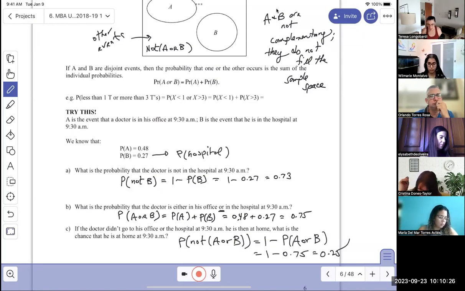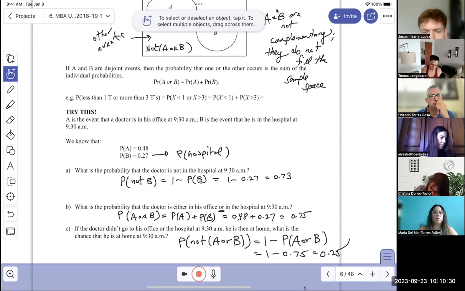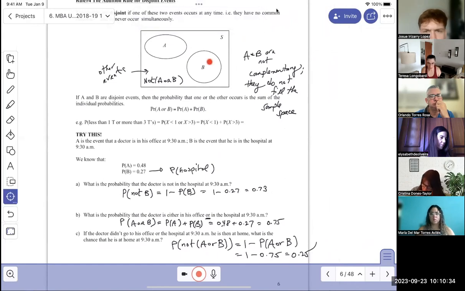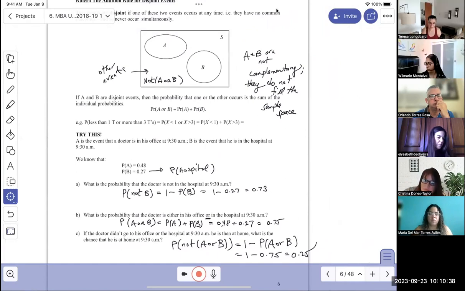So you're practicing the or, that you can just add these to find out about this or that. Also, you're practicing the complementary rule because you're saying not A or B. So we practice both rules 3 and 4.